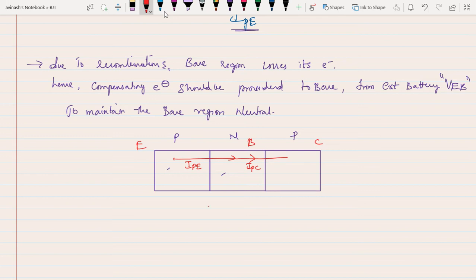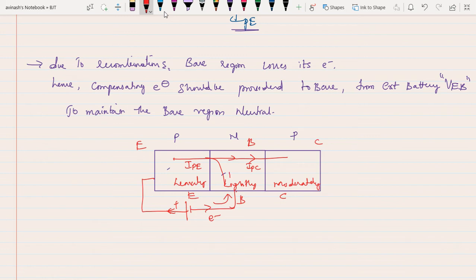Because the base is lightly doped, the emitter is heavily doped, and the collector is moderately doped, because of this lightly doped base, we have to give extra electrons. Current always travels from positive to negative. Electrons travel from negative to positive. So extra electrons should be provided to the base. That extra electrons will be taken care of by this.